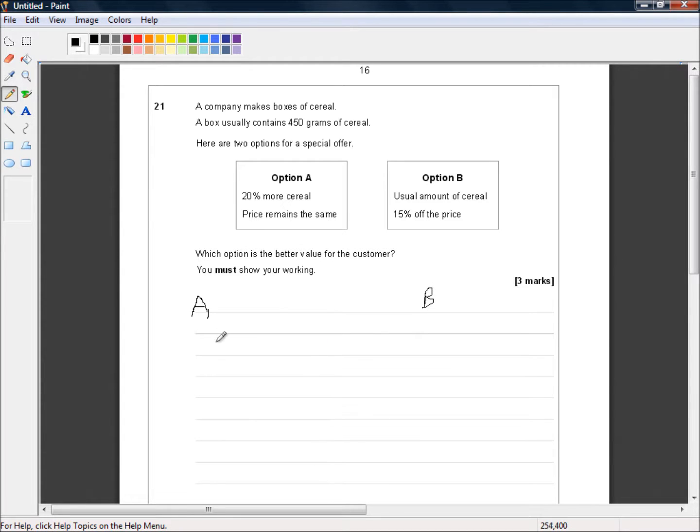So under option A, the price is X over 450, but we get 20% more. So this is X over 450, but it's increased by 20%, so we've got to multiply by 1.2. And this is the cost per gram.